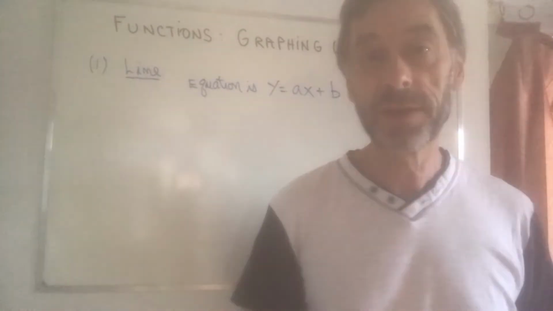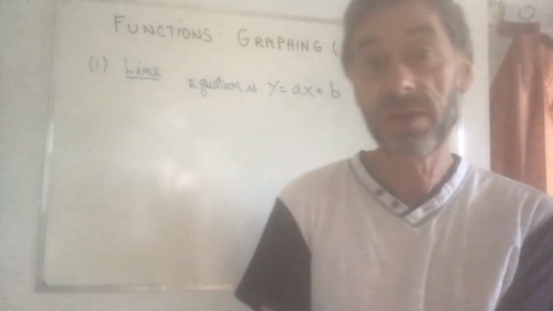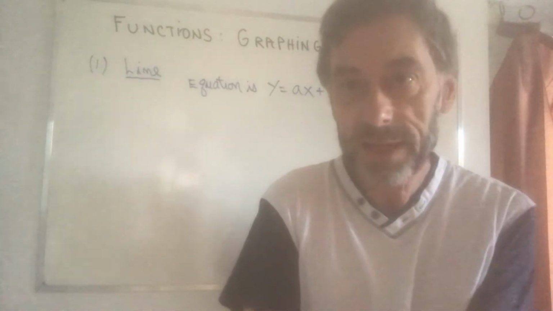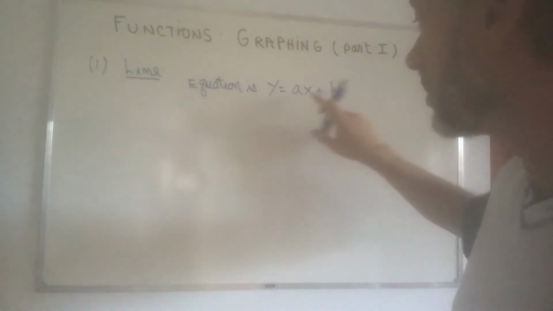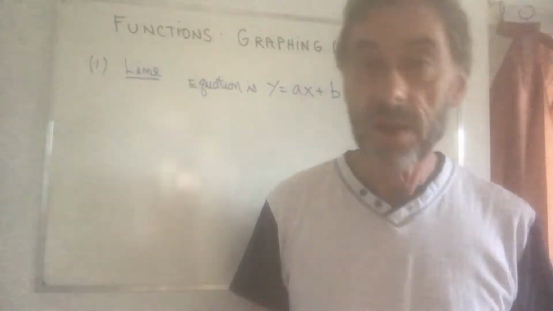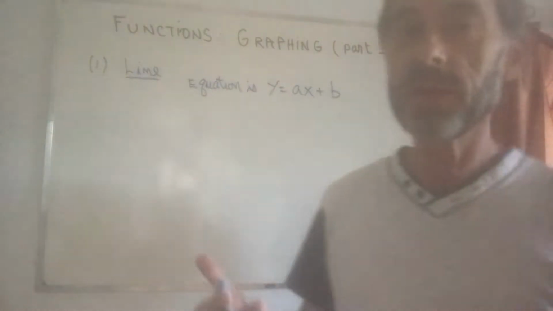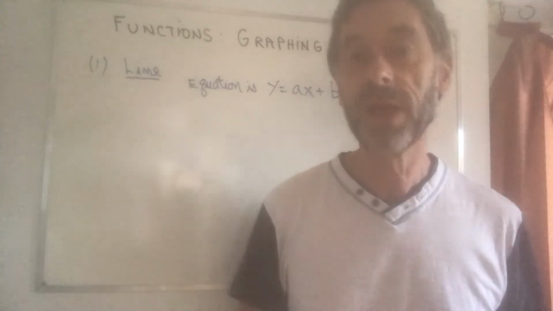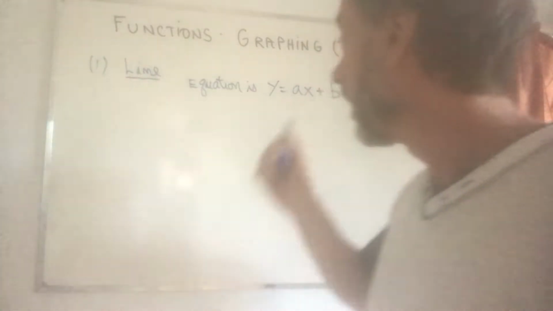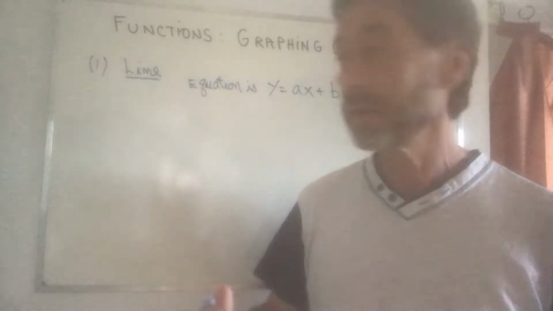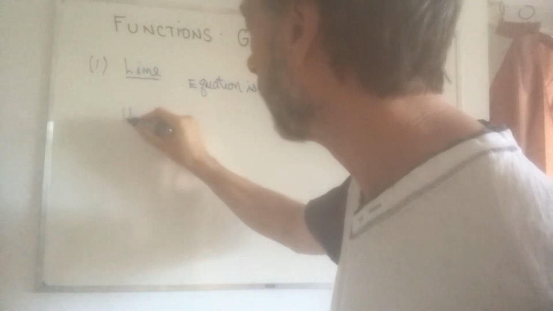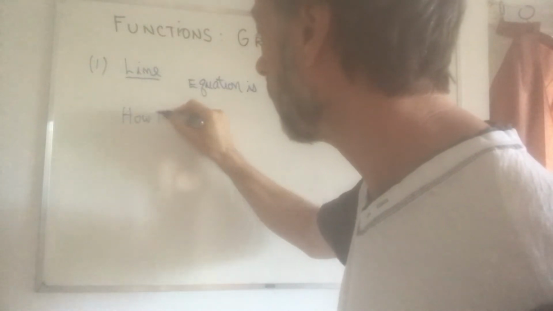Right? We actually saw this in the analytic geometry video a couple of videos back. So we know a is the slope and b is the y-intercept. Basically now, I don't necessarily want to play with these concepts. I want to play with the graph of a line. How would you graph something like this? So how to graph, very simple.